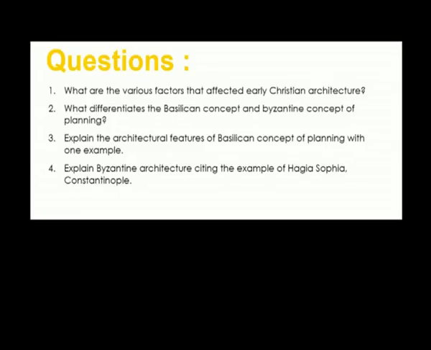The questions from this lecture. The first question is, what are the various factors that affected early Christian architecture? What differentiates the Basilican concept and Byzantine concepts of planning? The third question is, explain the architecture features of the Basilican concept of planning with one example. And the fourth is, explain Byzantine architecture citing the example of Hagia Sophia in Constantinople.